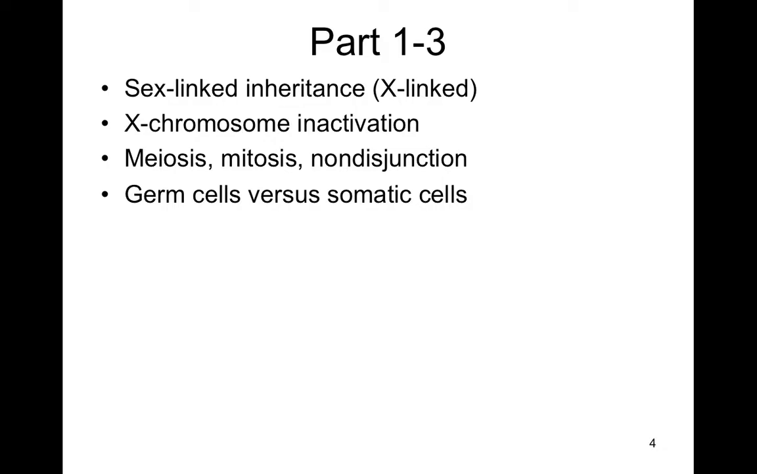Meiosis is critical. It's important to understand meiosis. Meiosis is how you go from a diploid cell to generate your haploid gametes. So understand the steps through meiosis 1, through meiosis 2, as well as when you have non-disjunction in meiosis 1 and non-disjunction in meiosis 2, and the differences between mitosis and meiosis. Finally, there's the distinction between germ cells and somatic cells.